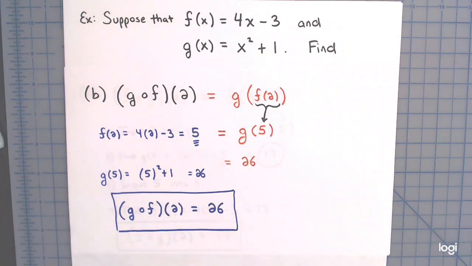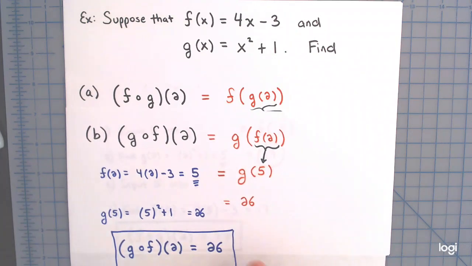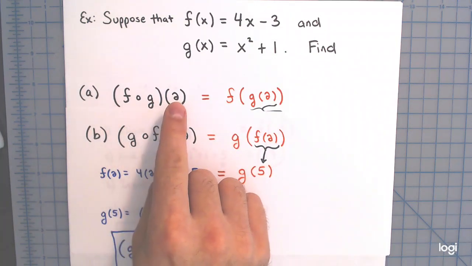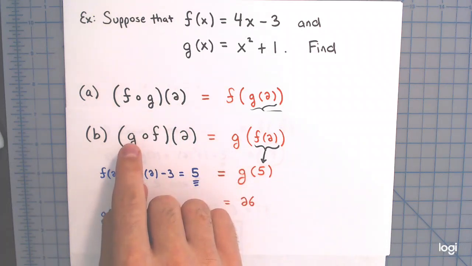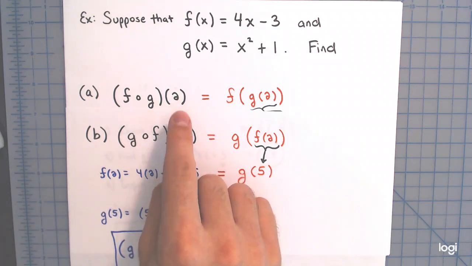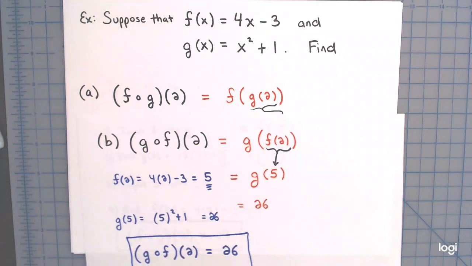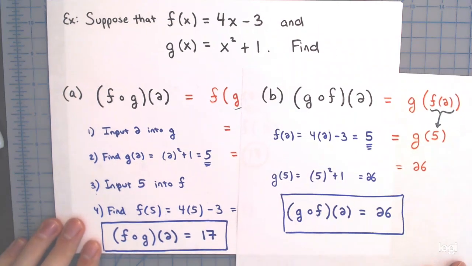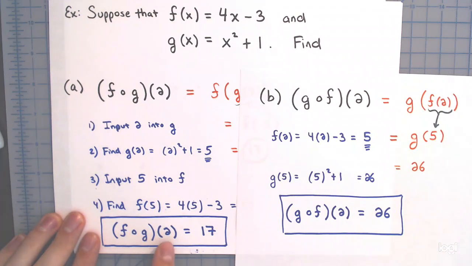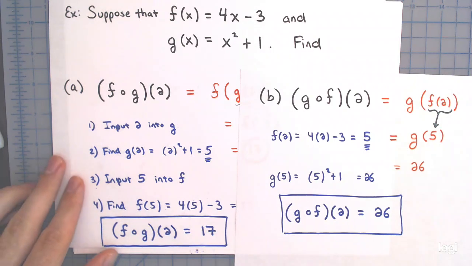Now look at this. Compare this to part A. In part A, I did f composed with g at 2. In part B, I did g composed with f at 2. Notice in both of these parts, the input was the same, but the outputs were different. The value of f composed with g at 2 is 17. But just switch the order. The value of g composed with f at 2 is 26, which is not 17.